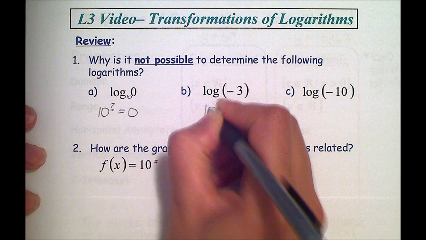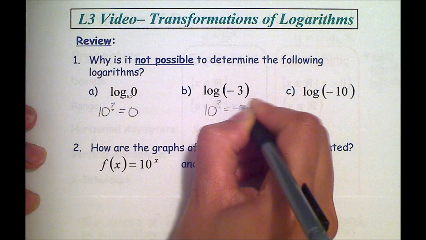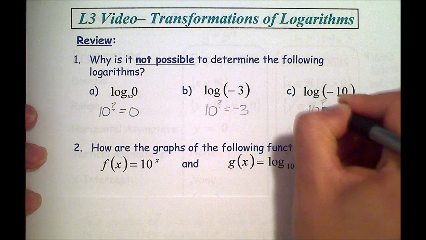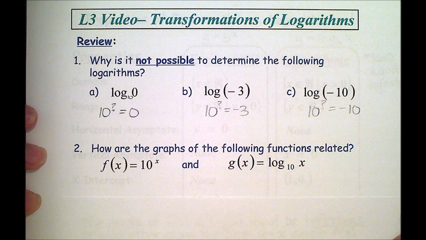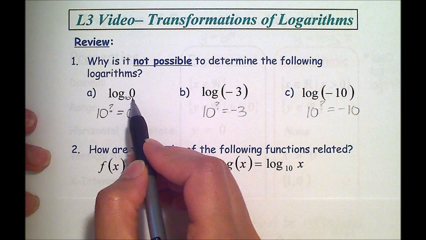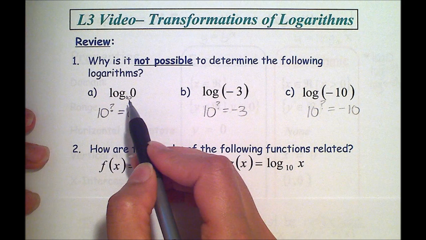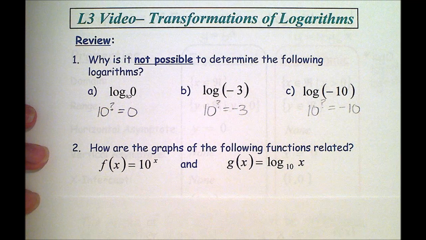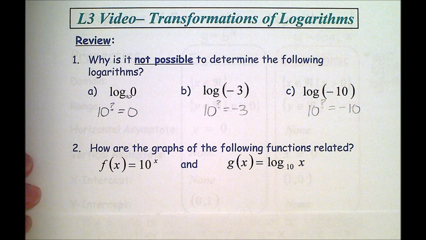10 to some exponent would have to equal -3. So you can see again that's not possible. And 10 to some exponent would have to equal -10, which is also not possible. Okay, so for that reason you can see that you cannot find the logarithm of 0 or any value less than 0 as well.